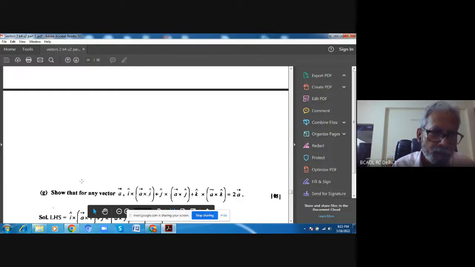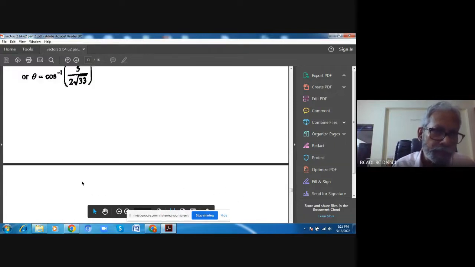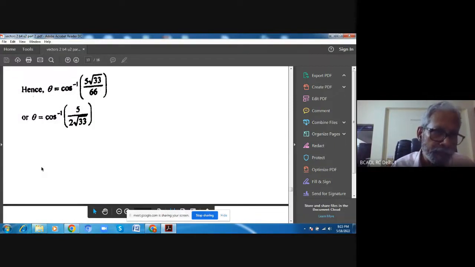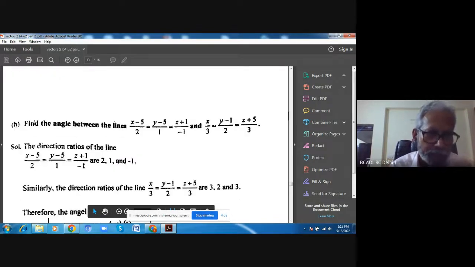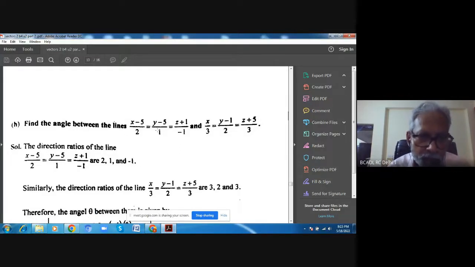ठीक है, तो थीटा निकल गया, हो गया. आपको यही निकालना था, थीटा ही निकालना है, एंगल निकालना है. सो अगर इस टाइप का क्वेश्चन भी आ जाए, फाइंड द एंगल बिटवीन द लाइंस, इफ लाइंस, तो आप घबराना नहीं है, कुछ भी नहीं किया इसमें.